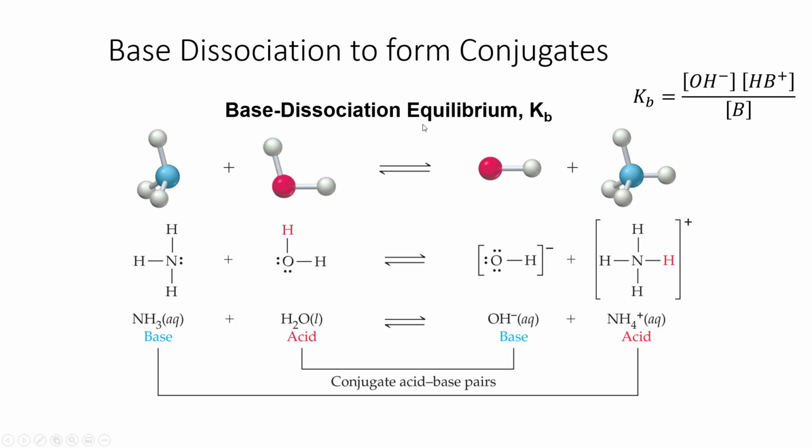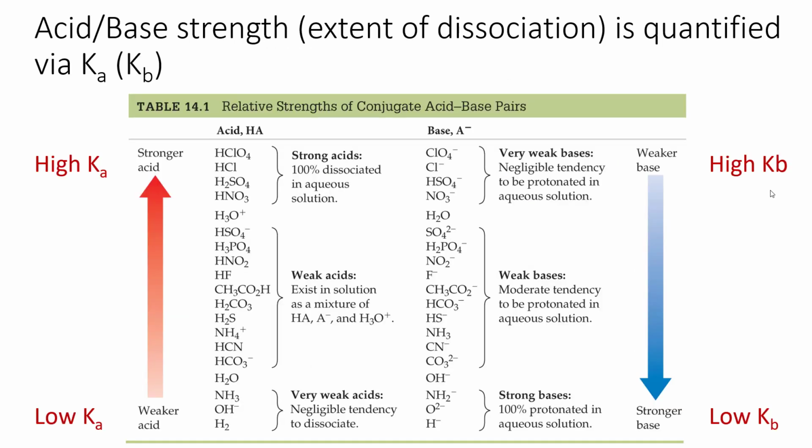So if we look at our base dissociation equilibrium constant K sub B, we can see that the dissociated form is in the numerator, whereas the combined base form is in the denominator. So the same sort of idea. The larger the Kb value, the stronger the base. The lower the Kb value, the weaker the base. So for strong bases, this Kb value is enormous because we have complete dissociation and basically none of this initial base. Whereas weak bases are going to have much smaller Kbs. So the same trends carry on from Ka to Kb.